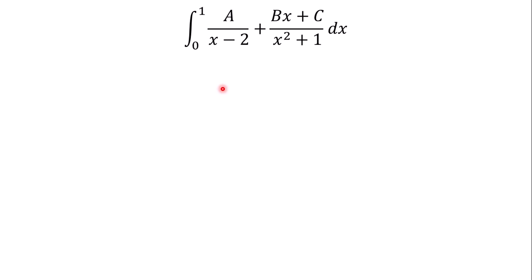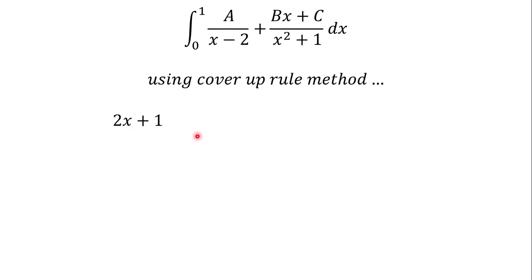Okay, so that's how the equation which is going to be reflected here is arrived. So let's first use the cover up rule method. 2x plus 1 is equal to A into bracket x squared plus 1, plus bracket Bx plus C, multiplied by bracket x minus 2.